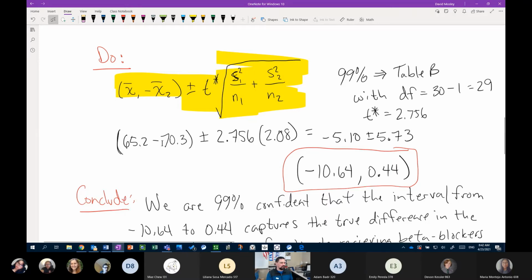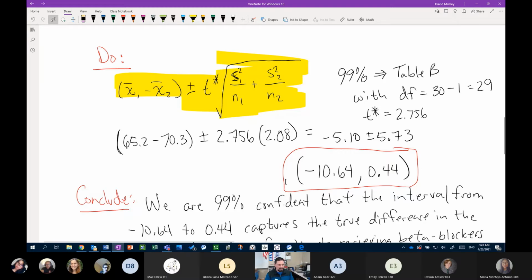We get 65.2 minus 70.3 plus or minus 2.756 times 2.08, which is what we already calculated in part A. We actually already found the standard error. There's no need to recalculate it. We did it earlier in the problem. We can just use it. That equals negative 5.10 plus or minus 5.73 approximately. And then we get this interval, negative 10.64 comma 0.44.